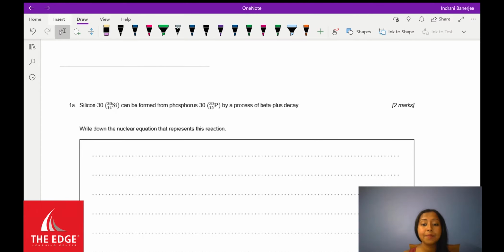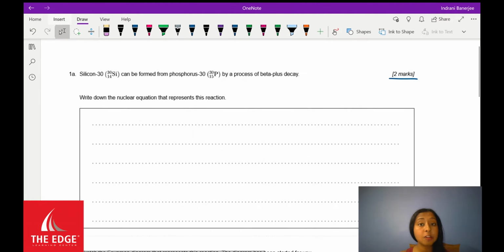Hi, today we're going to have a look at an IB SL question from topic 7, which is nuclear, particle and atomic physics. So the first part of this question is about beta plus decay. It's a 2-mark question where the first mark will come from us getting the format of the equation correct, and the second part is awarded for getting the right product. So here, phosphorus 30 will decay into silicon 30.